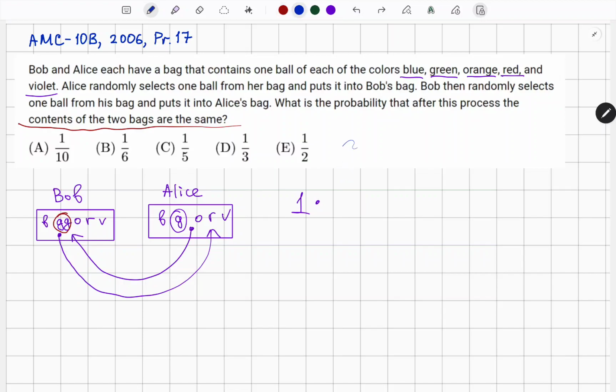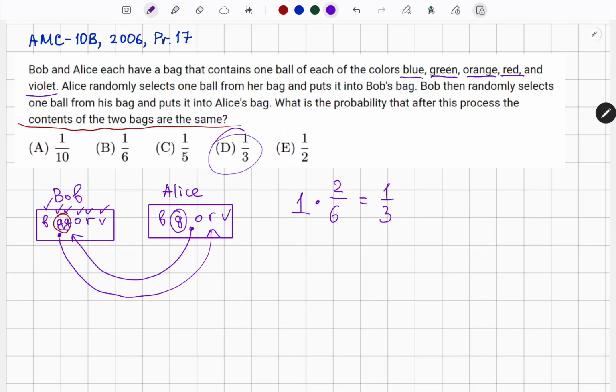So there are two favorable outcomes, and there are 1, 2, 3, 4, 5, 6 outcomes in total. They are all equally likely. So the probability is 1/3. Where is it? D.